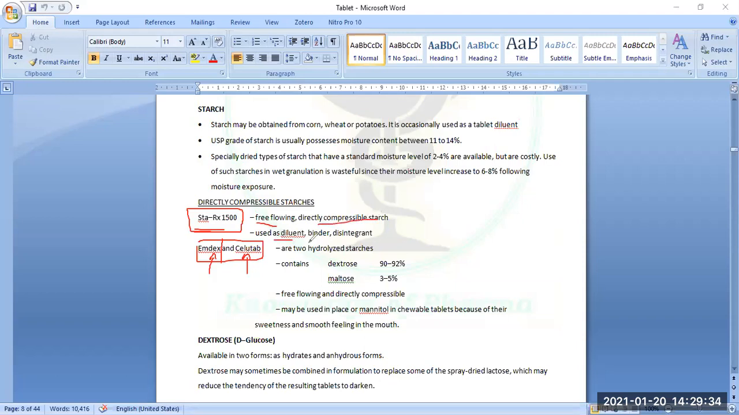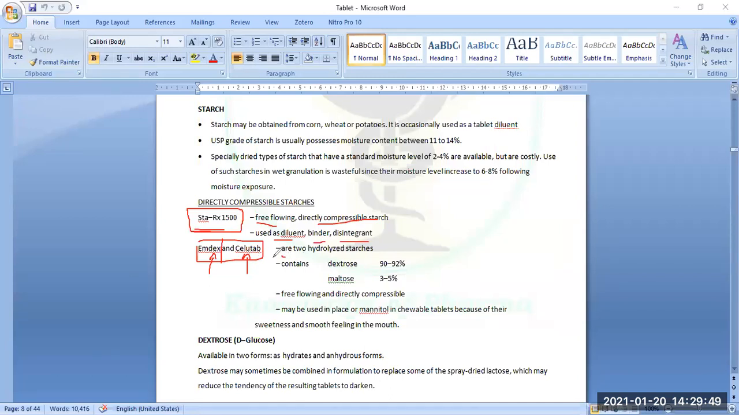Free flowing, directly compressible starch is used as a diluent, binder, and disintegrant. Because starch is also used as a disintegrant, how it performs disintegration we will study in the next lecture.